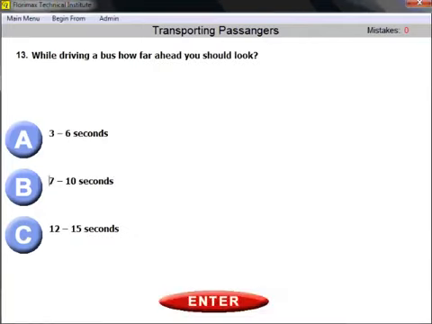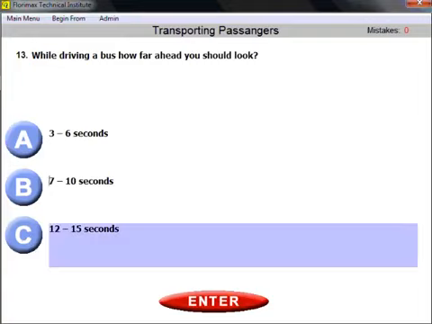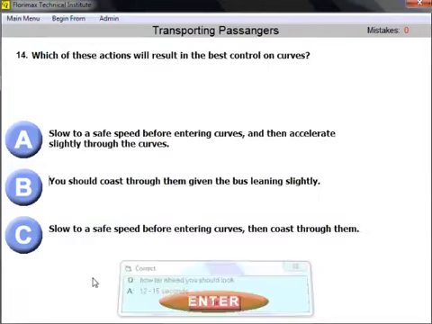Question number 13. While driving a bus, how far ahead should you look? You should also be familiar with the right answer, 15 seconds. That's from general knowledge. You should know that, and it applies to bus passenger transportation. At highway speed, yep, 15 seconds.